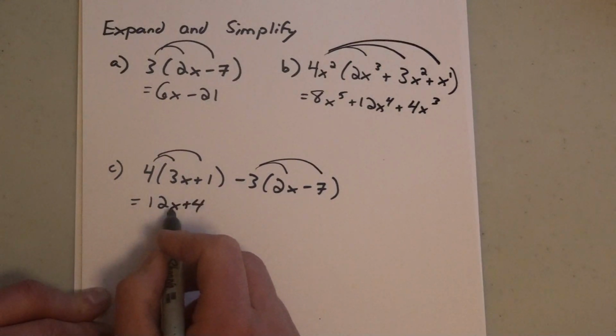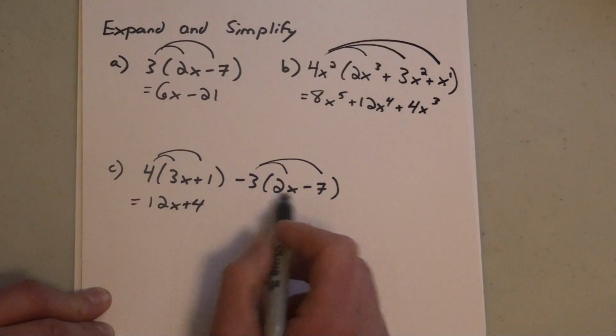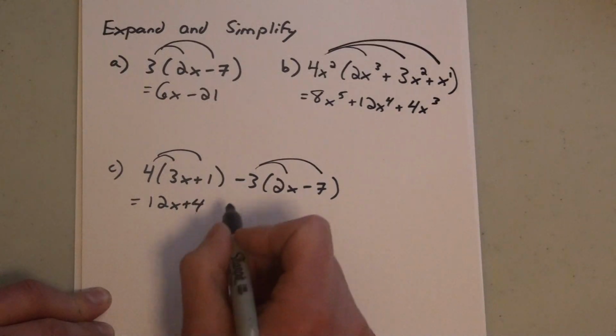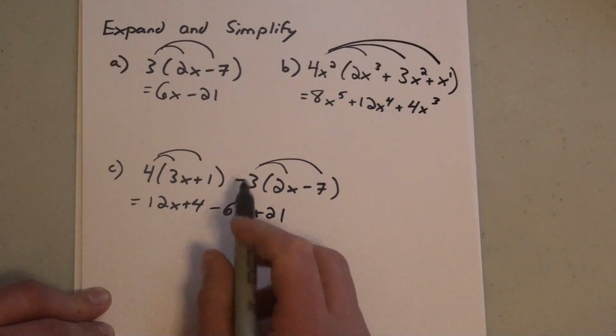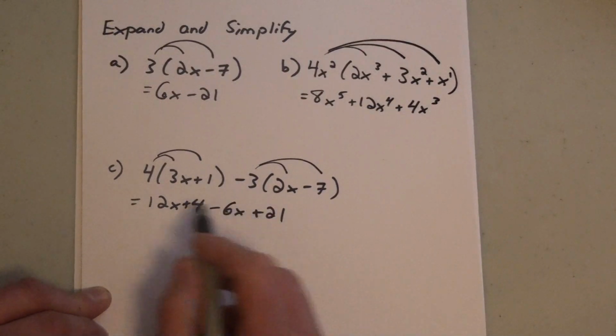Now 4 got multiplied to both terms. Then my negative 3 gets multiplied to both terms, and the brackets again disappear. So it'll be minus 6x plus 21. Remember, a negative times a negative is a positive.